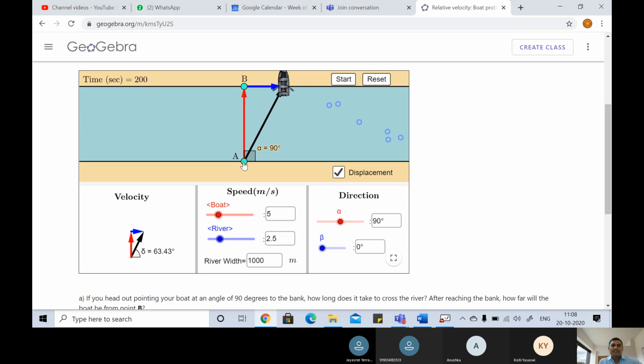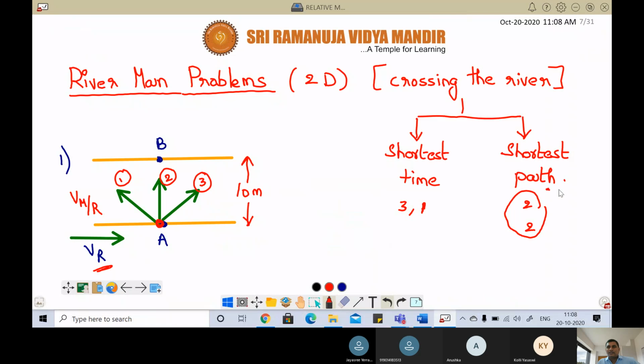Now see here, he is trying to go along the red arrow, but because the river velocity is there, he is landing at some point C. Correct or not? Just now we have seen, he is directed towards the red arrow only, but because of the blue arrow, that is the river, he is landing somewhere else. Now our aim is to cross. I'm discussing the shortest path.